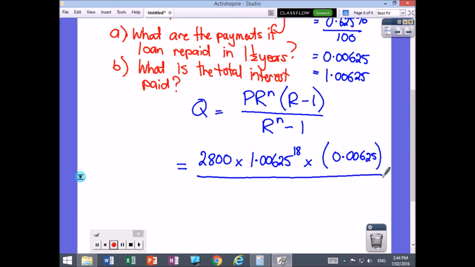Over the rate, or the growth rate. Okay, so that's this particular equation to work out what the repayments would be if this person wanted to pay it off in 18 months. So what does this evaluate to?